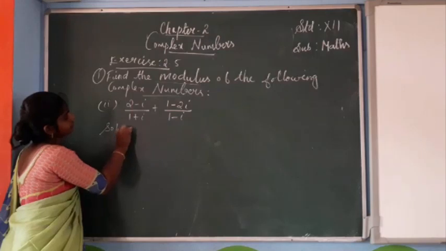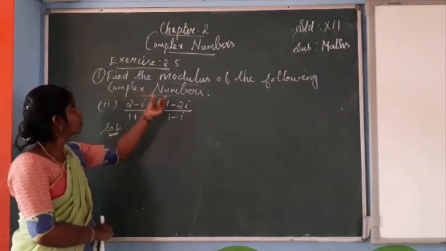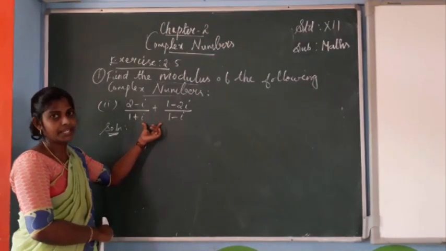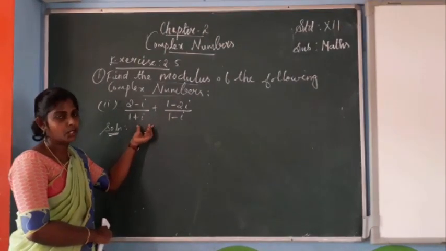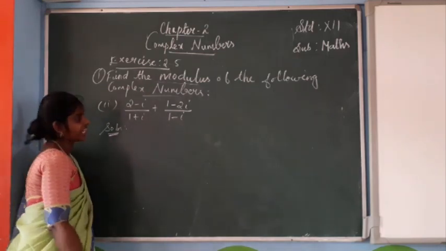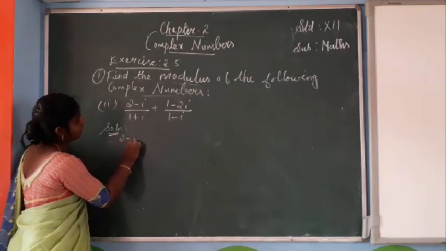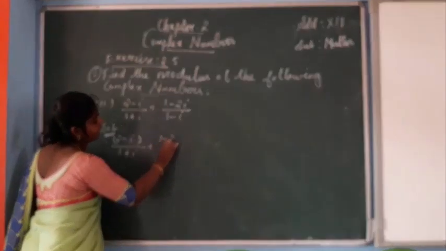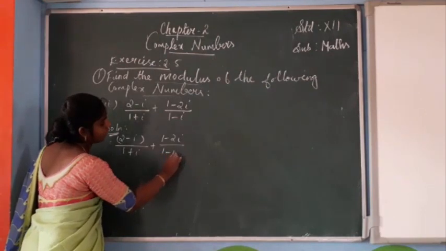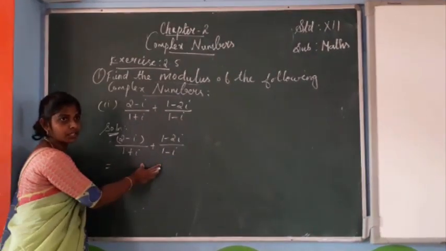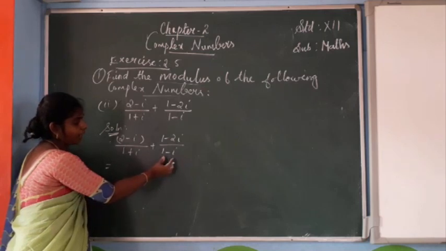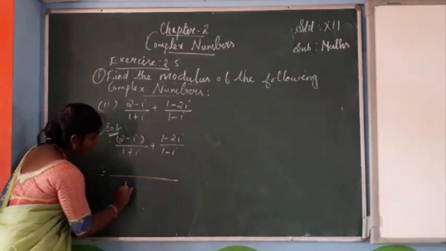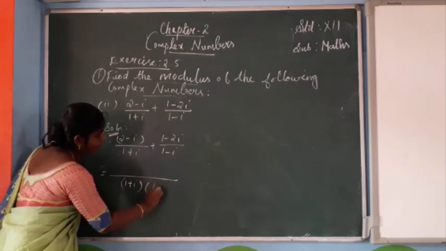Solution. We have to find the modulus of the following complex number. In this question, we need the LCM value, so first we have to take the LCM. That's (2 minus i) divided by (1 plus i) plus (1 minus 2i) divided by (1 minus i). What is the LCM here? (1 plus i) and (1 minus i) give the LCM, so (1 plus i) into (1 minus i).